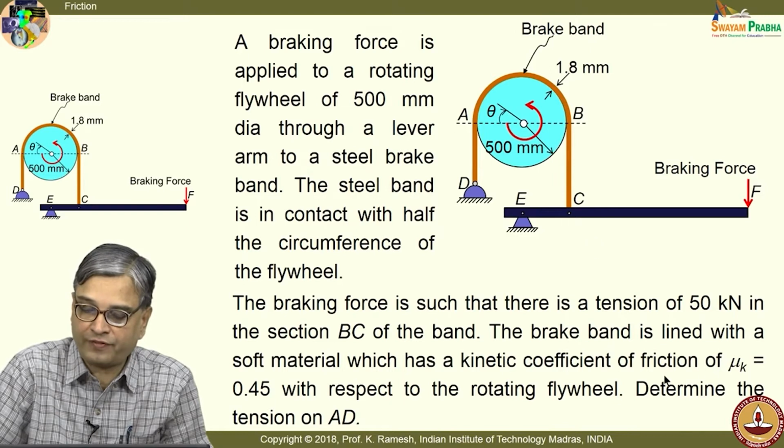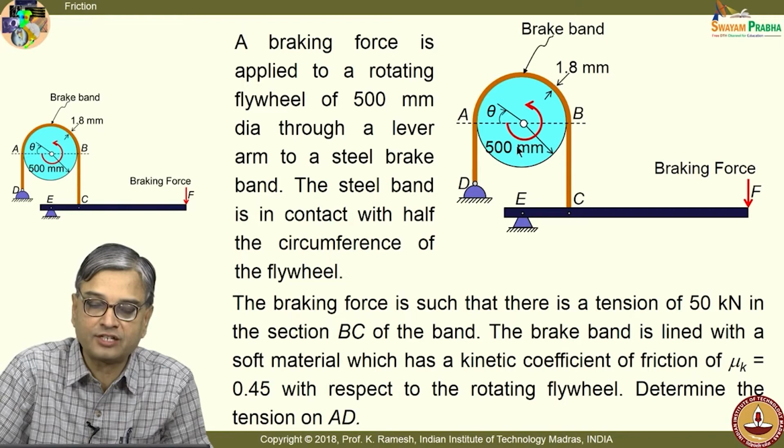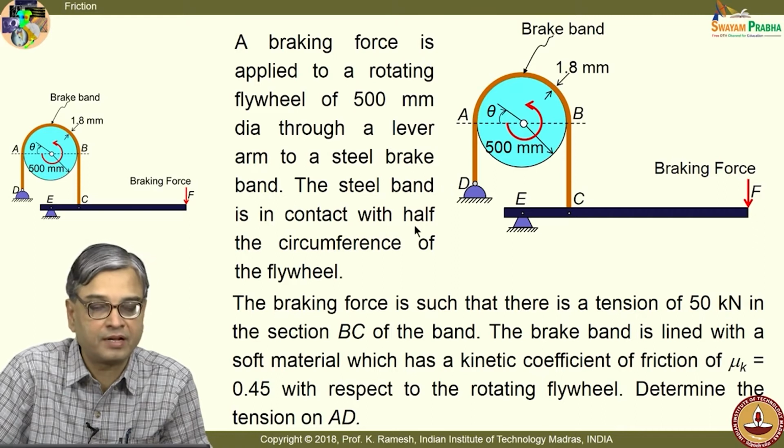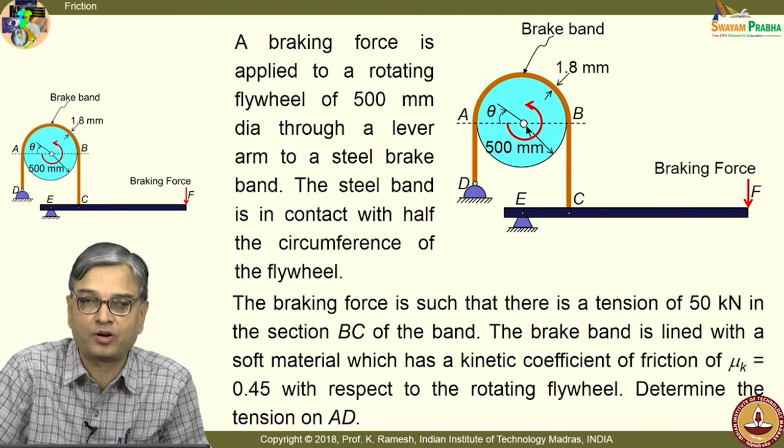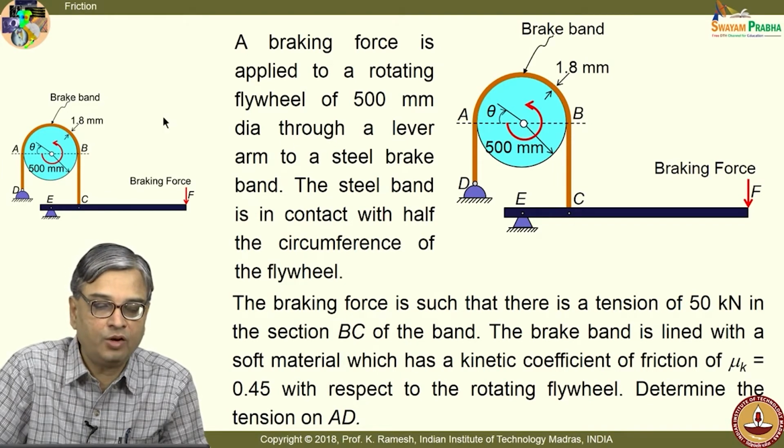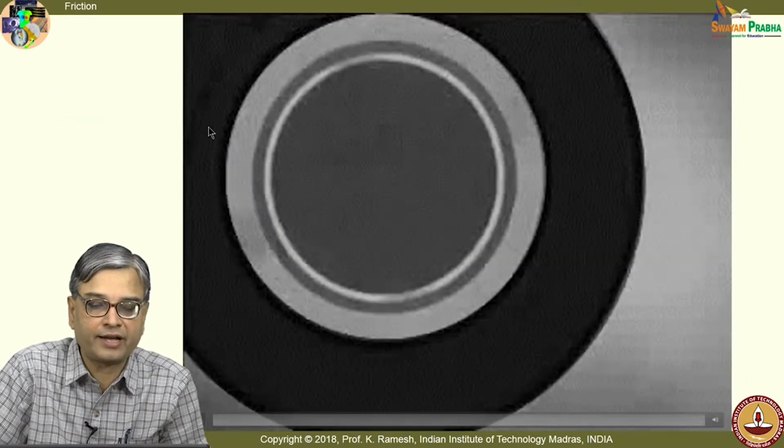And the value of kinetic friction is given as 0.45 and you have certain geometric description. The diameter is about 500 millimeters. The thickness of the band is 1.8 millimeter and this is a steel brake band, okay. And initially the flywheel was rotating in the anti-clockwise direction, all that is very important. Now, let us go and draw the free body diagram.